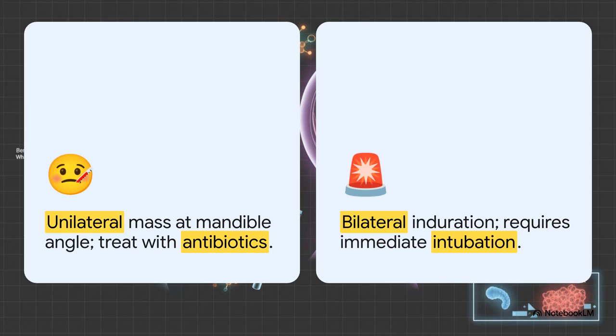On the left, acute suppurative parotitis, unilateral swelling at the jaw angle, usually in an elderly, dehydrated, or post-op patient. The fix is IV antibiotics. On the right, Ludwig's angina. This is your rapidly progressive bilateral bull neck. The patient is severely drooling, has dysphagia, and an elevated tongue. The definitive mandate here is immediate airway intubation. Recognizing this specific variance is literally the difference between life and death.